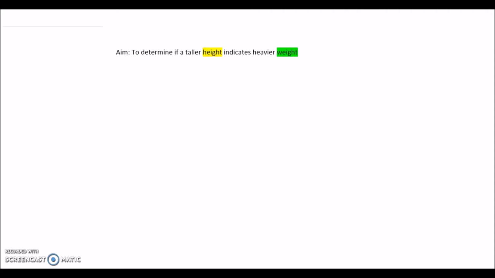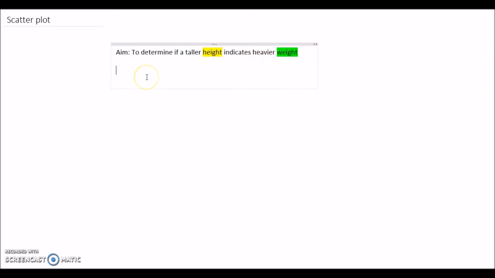Hi everyone, so the next thing we're going to look at is called the scatter plot. Now, the scatter plot is basically how we tabulate data and display it for correlation purposes. Usually this is meant for non-experimental research. For instance, let's say our aim is to determine if a taller height indicates heavier weight. So in such cases, the first variable will be the x-axis, whereas this variable will be the y-axis.